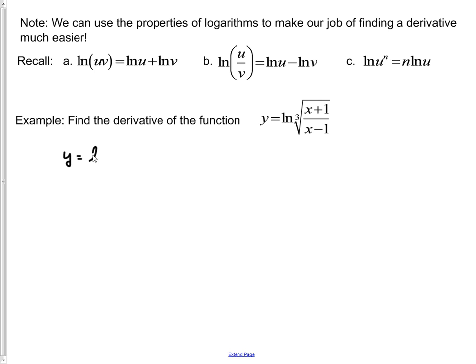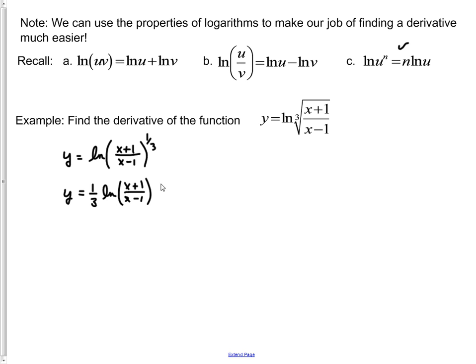equals the natural logarithm of the quantity x plus 1 over x minus 1 raised to the 1/3 power. Well, rewriting this, we can use our exponent property here, which would say that y would equal 1/3 of the natural logarithm of the fraction x plus 1 over x minus 1.